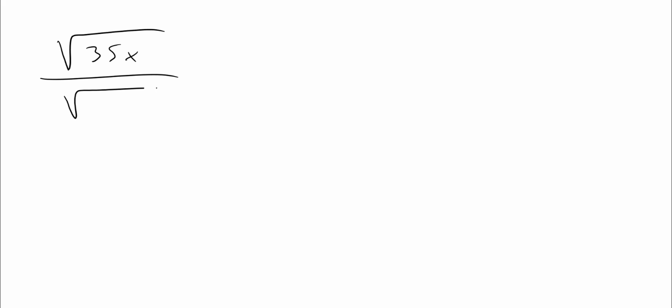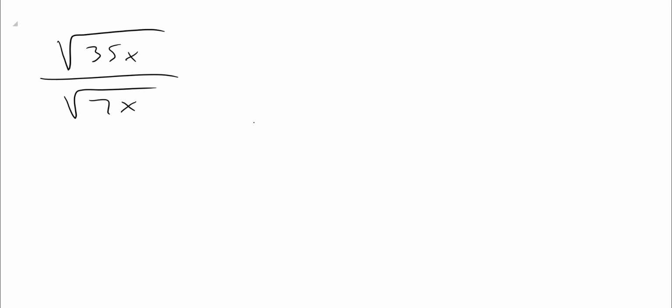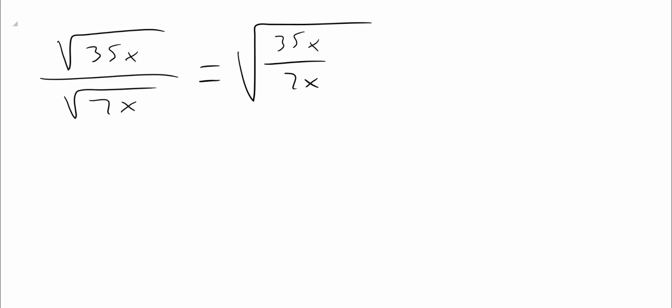So here's the deal. I'm going to give you guys the square root of 35x over the square root of 7x. Now you're like, oh man, the square root of 35x, I have no idea what that is. Well, if you recognize that the 35 over 7 can simplify and the x over x can simplify, I can actually put this together. So I'm going to say that's equal to the square root of 35x over 7x.